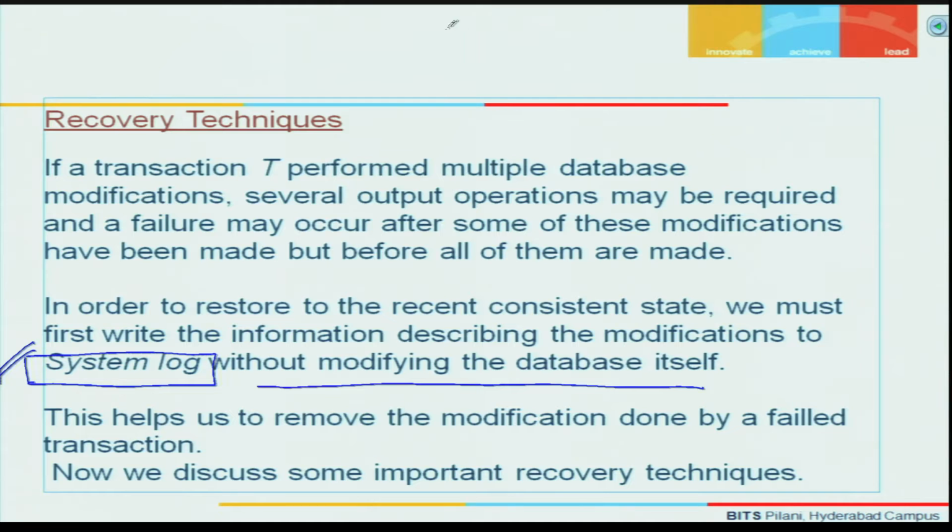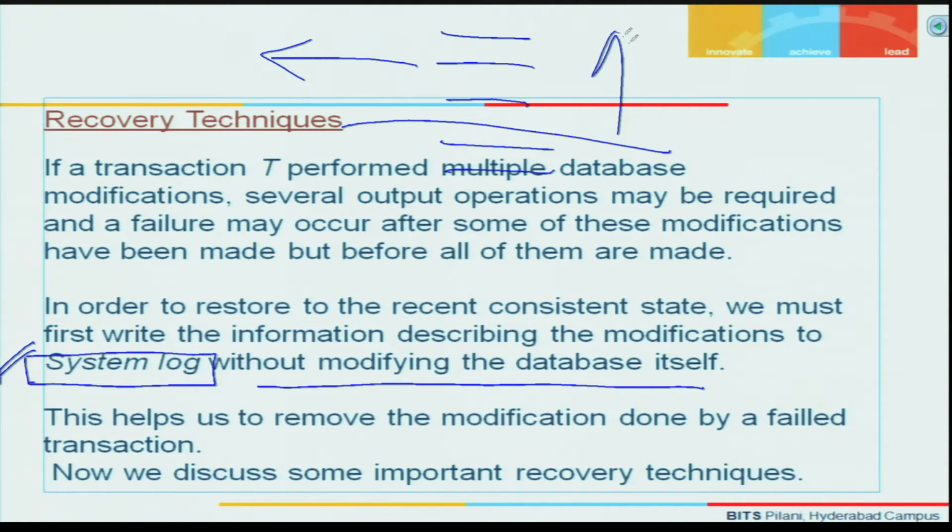When a transaction is under execution, after each update, if we have the information about the update operations or the modifications done by this transaction in the system log, then when there is a failure, while rolling back, that is, when removing the effects done by this half-done transaction, it will become easy, because we have the information about the modifications: the old value of the data item, the new value of the data item, and the transaction which has modified it. All the information is available. We can always roll back or revert back to the previous state.